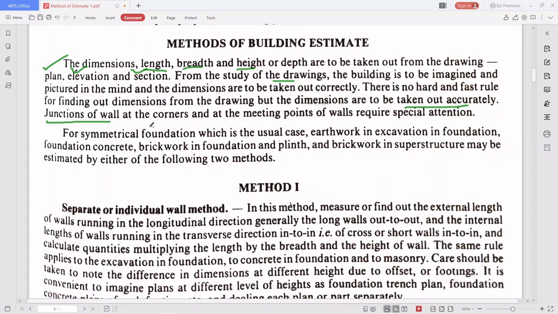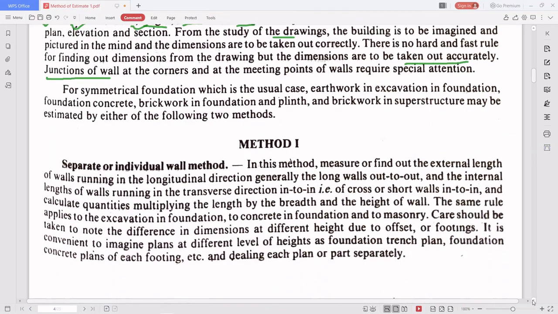Okay. For most buildings, the symmetrical foundation will be there, which is the usual case. Earthwork in excavation in foundation, foundation concrete. So these are the steps. Excavation in foundation is the first step. Second step is foundation concrete. Third step, brickwork in foundation and plinth. Next, brickwork in superstructure, which may be estimated by the following two methods.